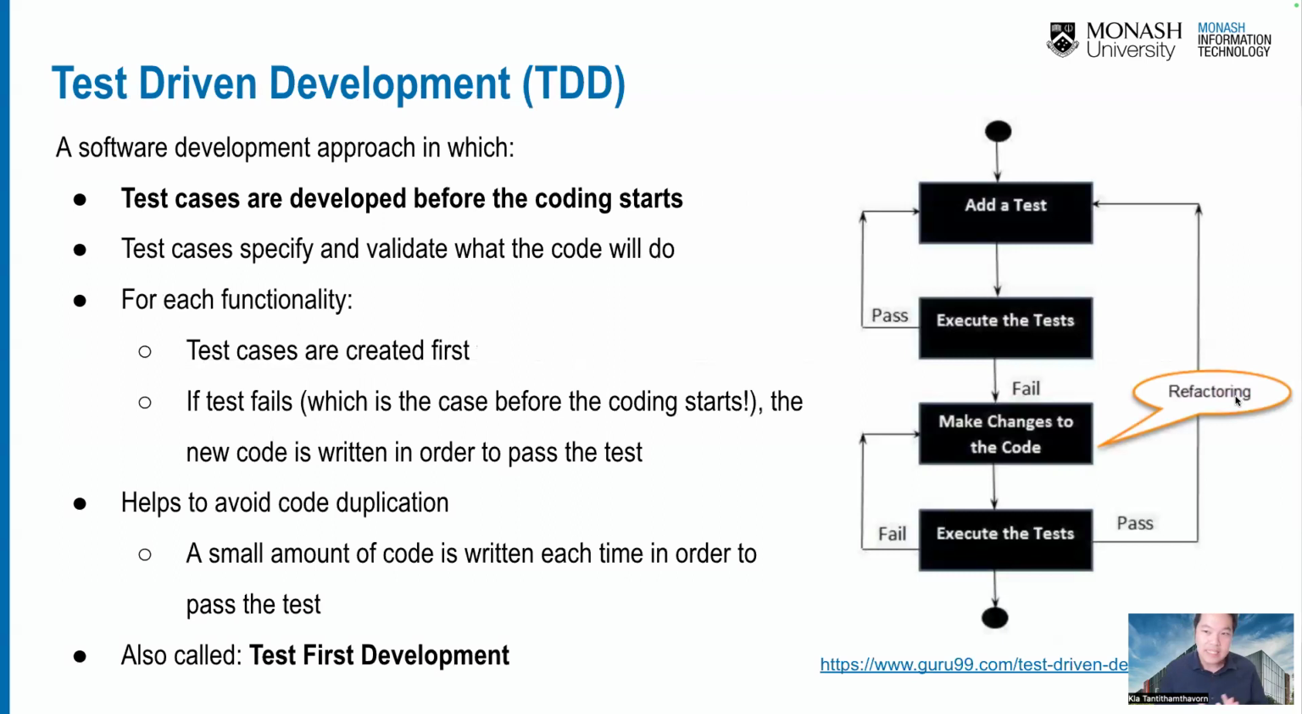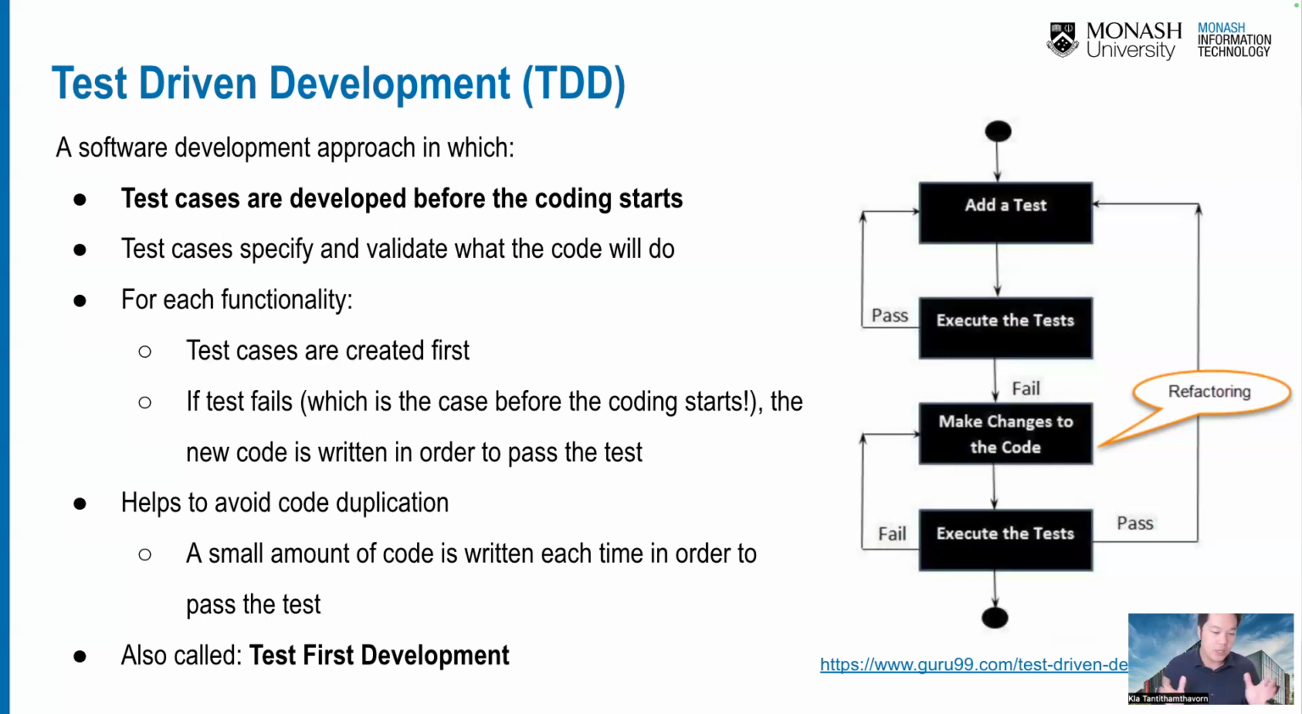Okay. In general, what is test-driven software development? I think the wording is quite straightforward. Test-driven means that when we develop a piece of software, everything is driven by the test case. The key point here is that we want to write the test case first before we write the code, which is quite difficult in real-world scenarios.